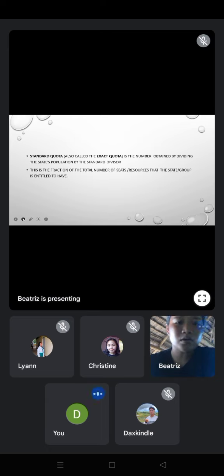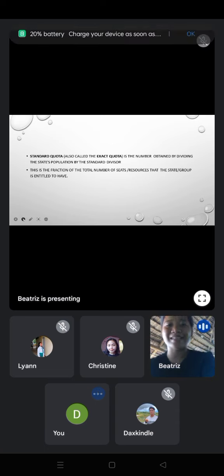Standard quota, also called the exact quota, is the number obtained by dividing the state population by the standard divisor. This is the fraction of the total number of seats or resources that the state or group is entitled to.